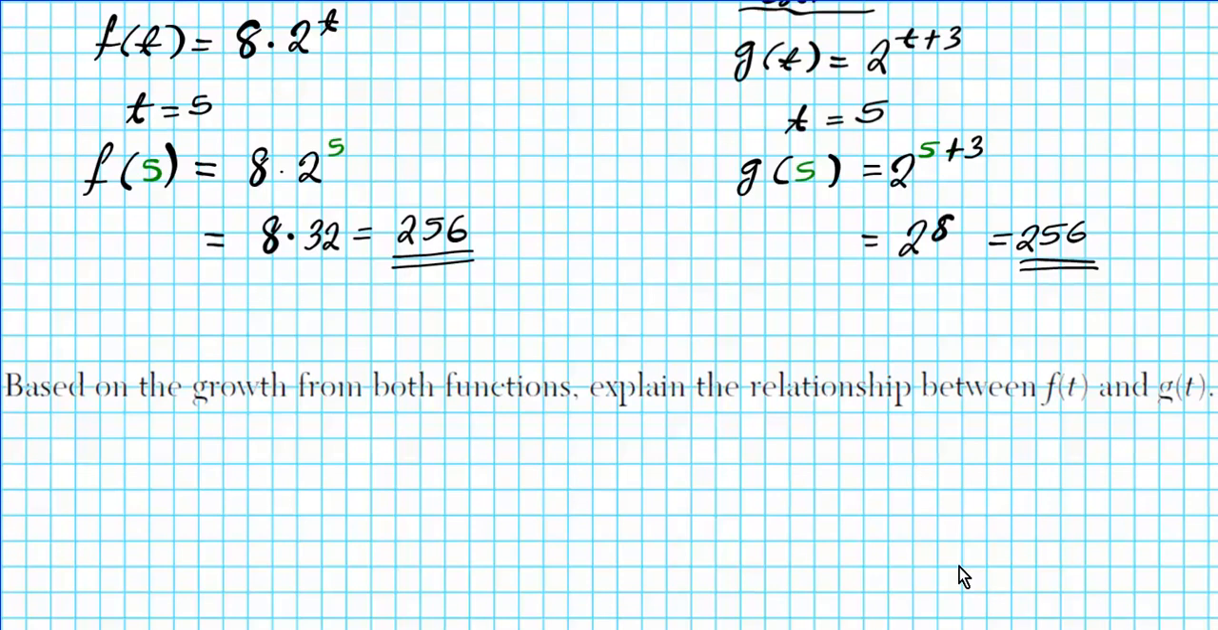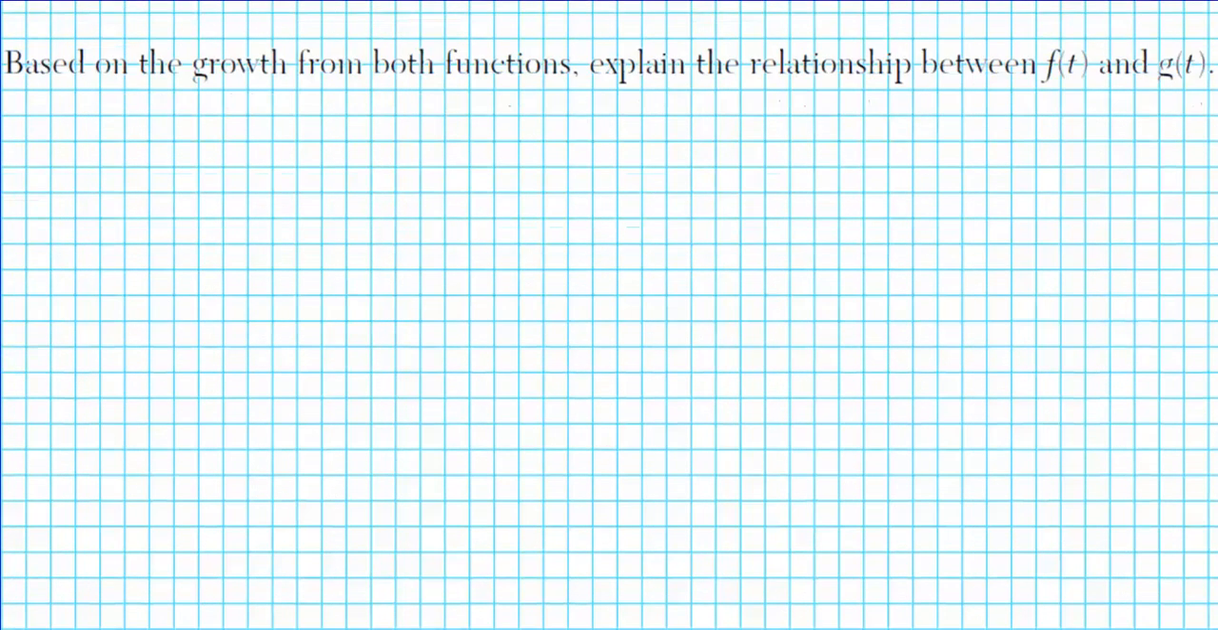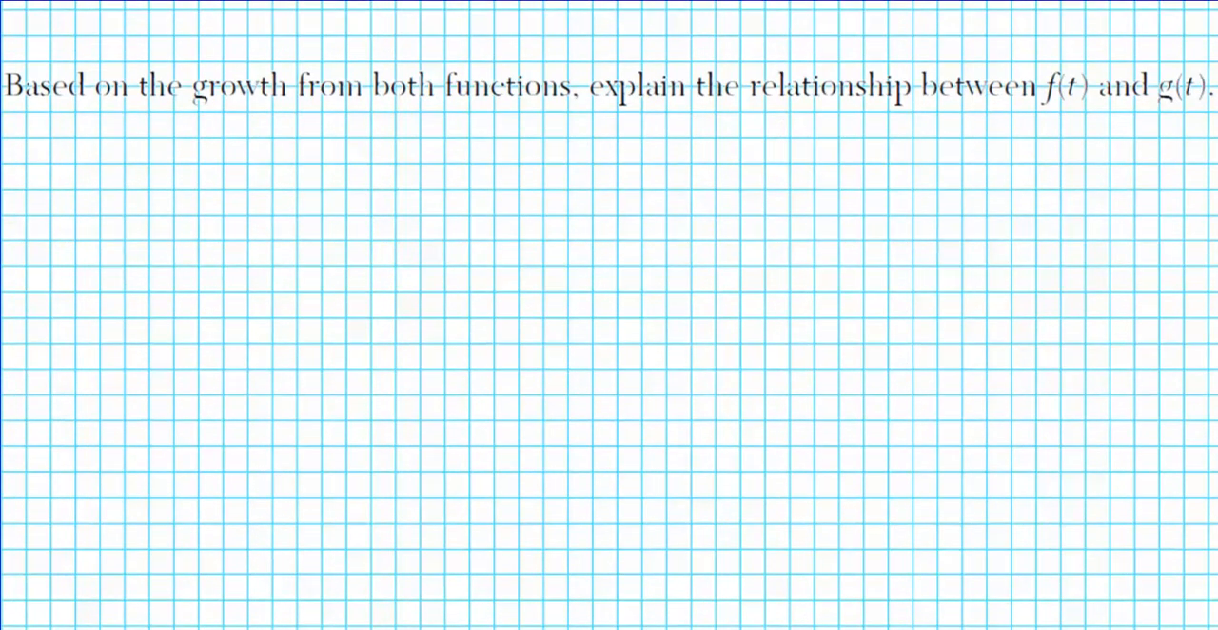Okay, let's take a look at the next question, still part of problem number 32. It says, based on the growth from both functions, explain the relationship between f of t and g of t. So we have these two functions. Let's go ahead and write them down. f of t is 8 times 2 raised to the t power. That's for Jacob. And g of t is 2 raised to the t plus 3.